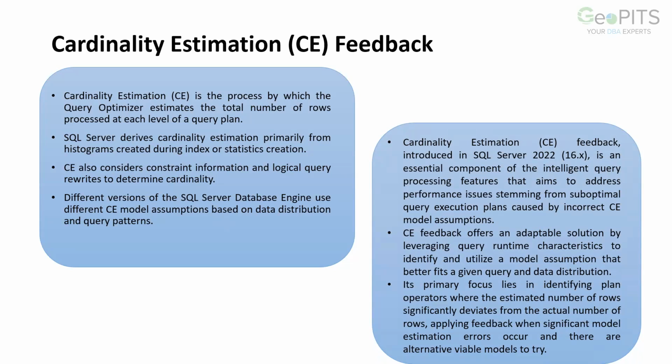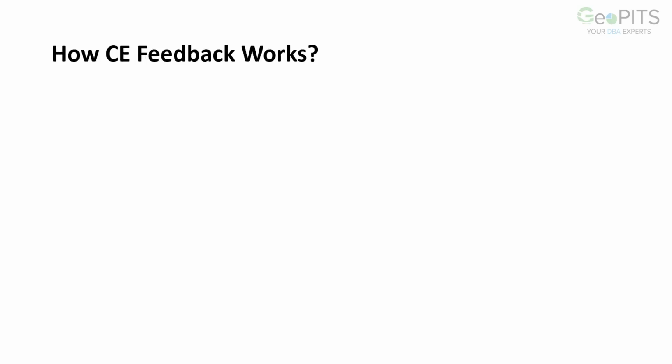It uses model assumptions, which gives a better fit for a given query and the data distribution, that is, how the data you are providing is distributed. Accordingly, based on that it will provide you. The main focus of this feature is to identify where the estimated number of rows significantly deviates from the actual number of rows, applying the feedback with the model estimations to make alternative viable models to try.